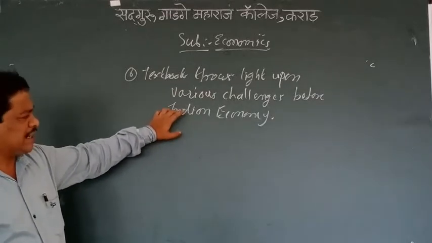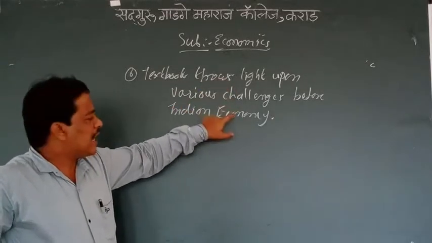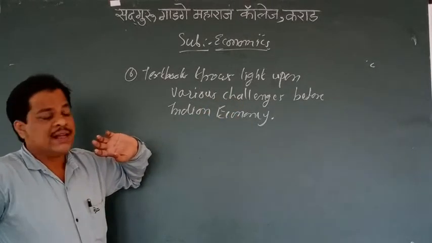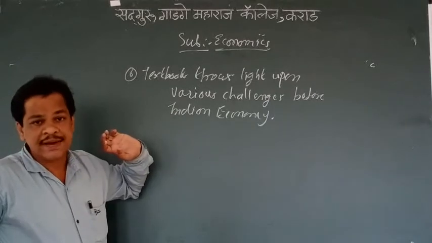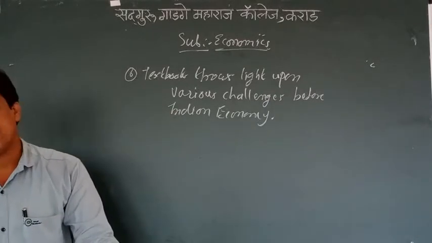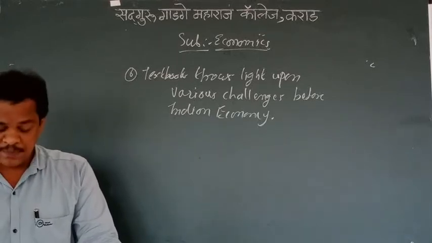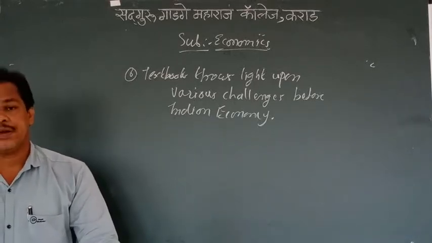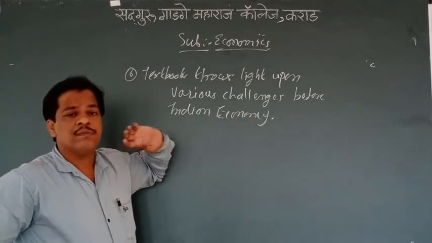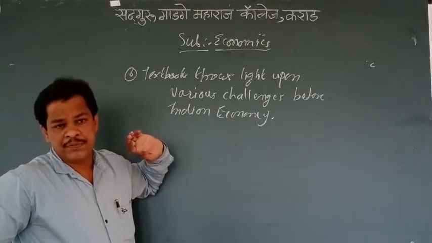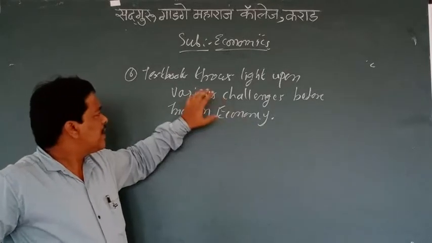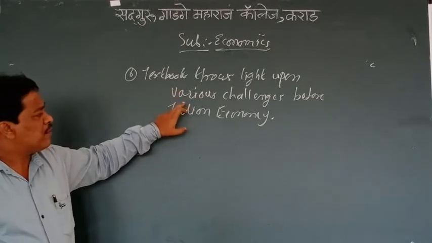Within a few minutes, I will explain some challenges. For example, for India, the problem of poverty is there, the problem of population. You know that India is the second largest country in the world in population, after China. Problem of population, problem of poverty, problem of unemployment, problem of proper infrastructure. There are so many problems, so this textbook throws light upon various challenges.